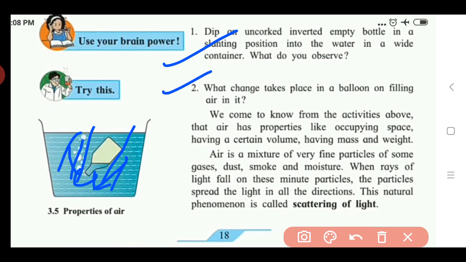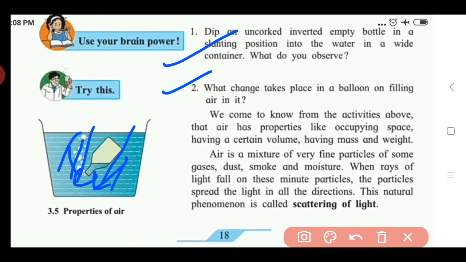So from these activities we can say that air has properties. Which properties? That is, air occupies space. Also air has a certain volume, and air also has mass and weight. So we see the next property of air, that is, air has the ability to scatter light. Scatter means spreading of the light in all directions.